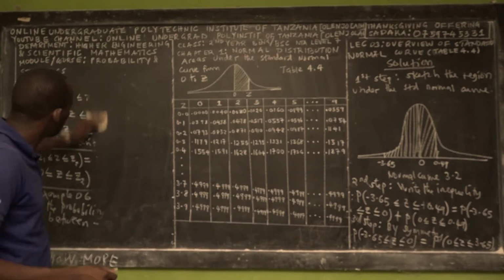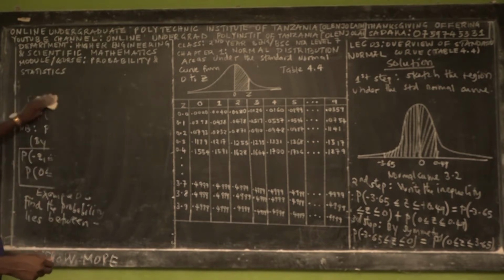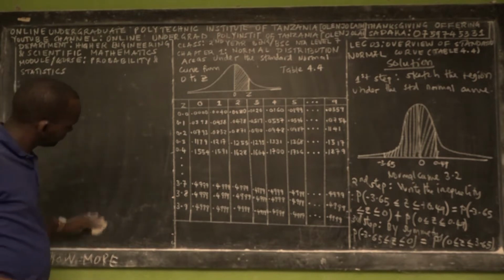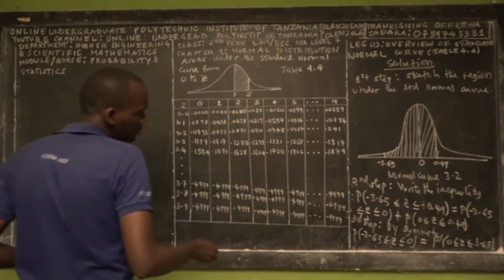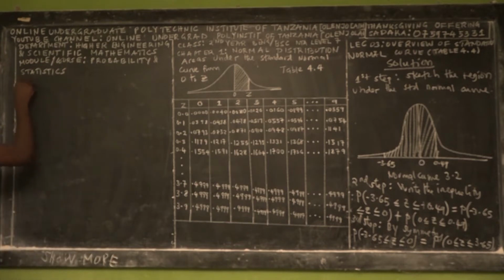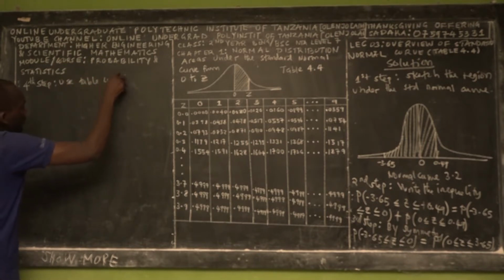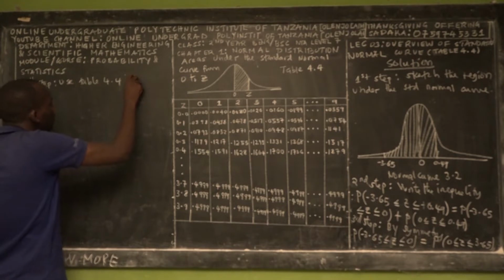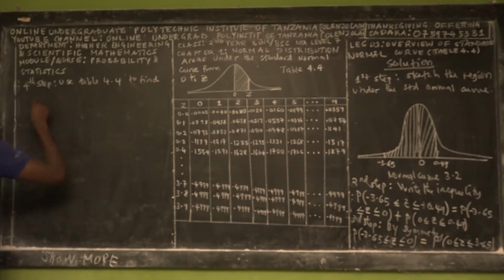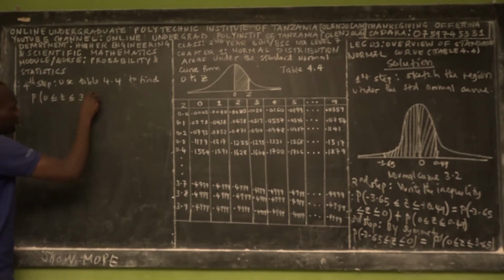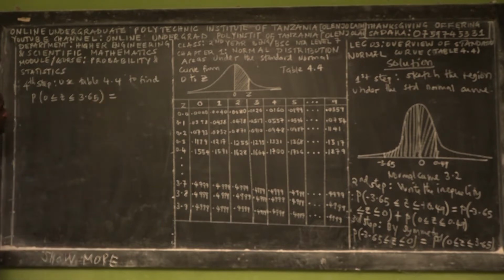Then we use table 4.4. We use table 4.4 to find what? The probability of 0 less than Z less than or equal to 3.65. And this is equal to what?